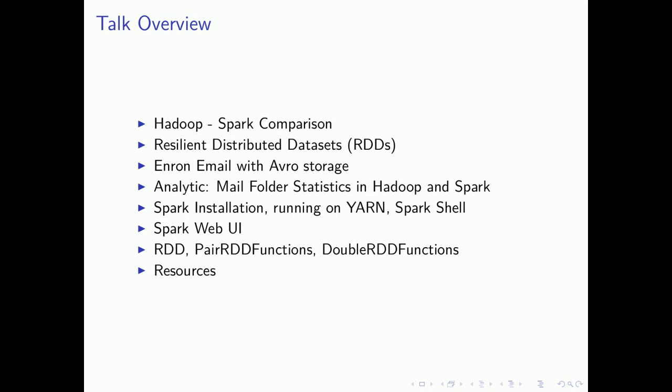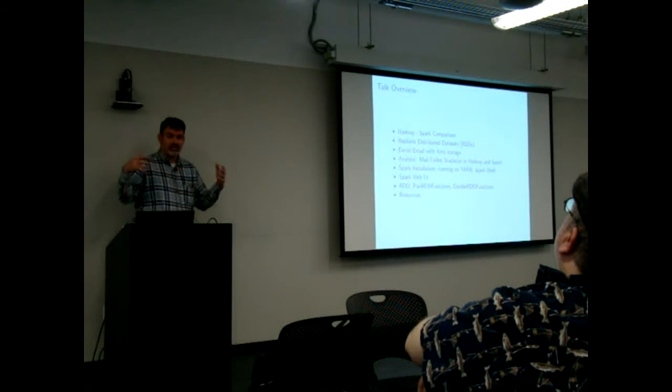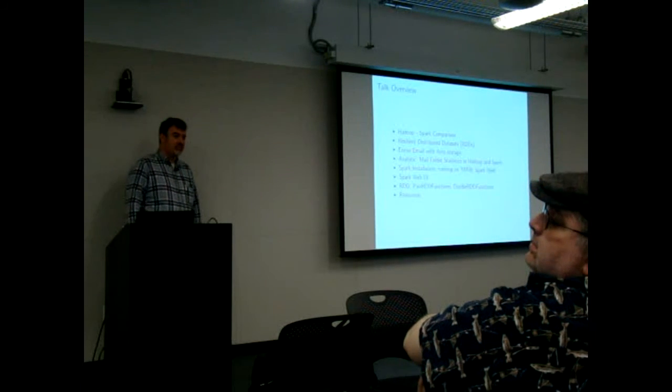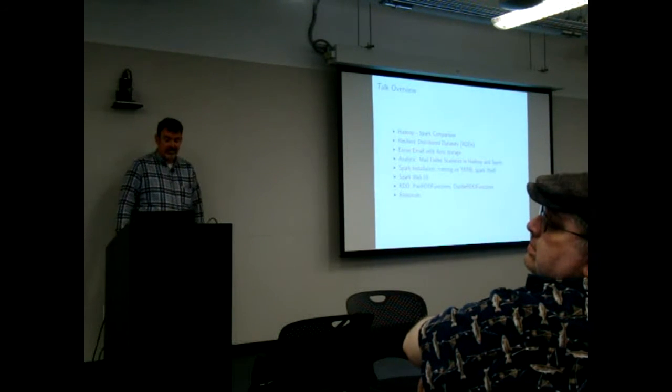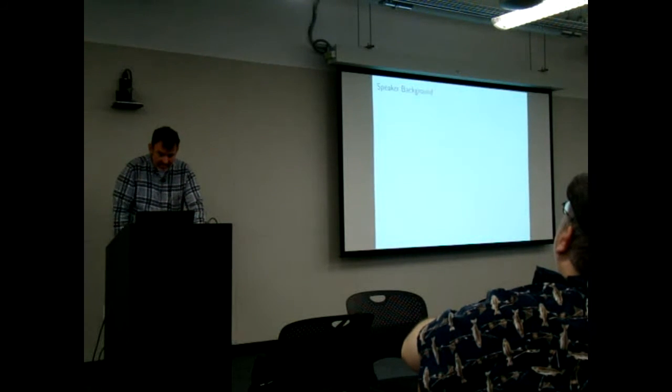I'll show you the Spark Web UI, and then the central abstraction, RDD functions, pair RDD functions, and double RDD functions, which make your programmer life nice. They're nice high-level APIs to do things, and then some resources. We'll wrap it up with that. If you have any questions, please, it doesn't have to be all one way. At any point, just raise your hand, ask away, and we'll try to make it more clear.